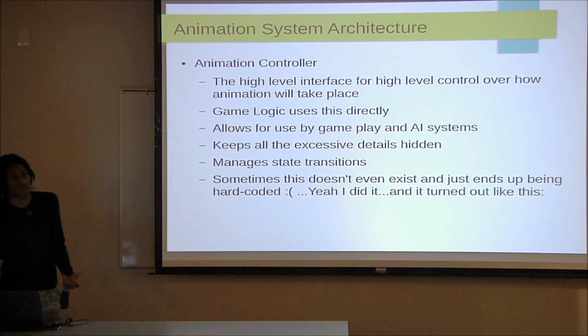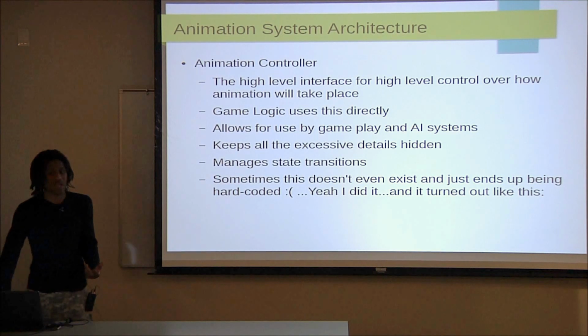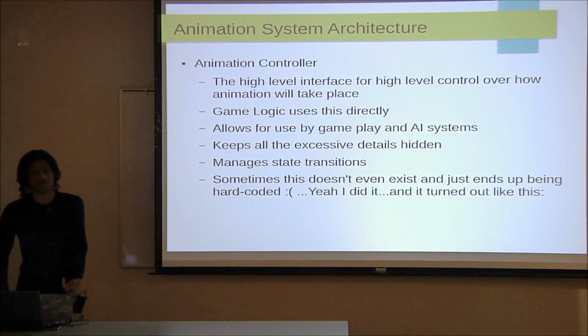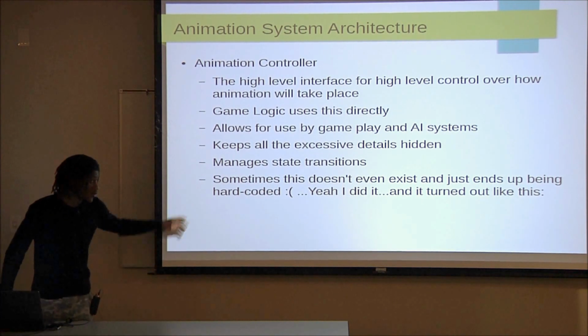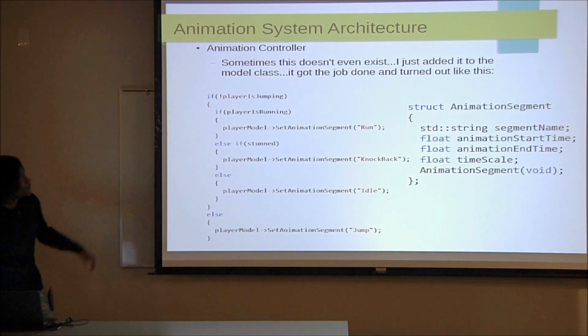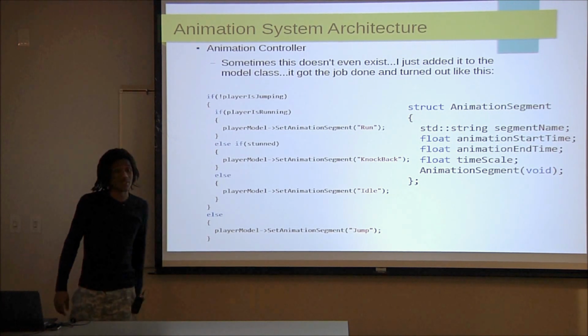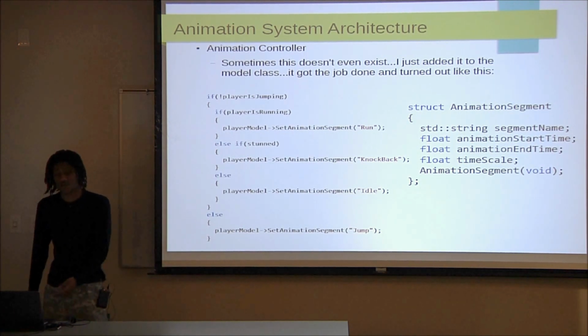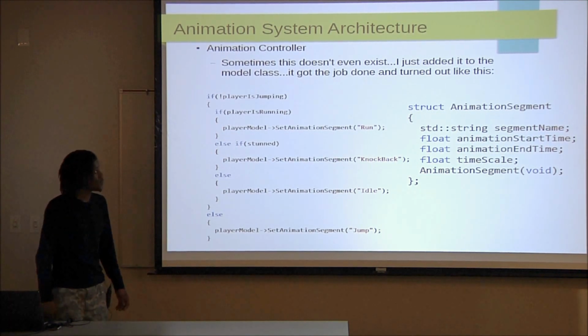So you could have some kind of AI involved or some state machine that will determine what animation should be playing, what type of animation blending should be taking place, depending on those type of animations that should be playing as well. I hard-coded it. It turned out something like this. I didn't have an animation controller class. It was just part of my model class. But I ended up with something pretty decent.